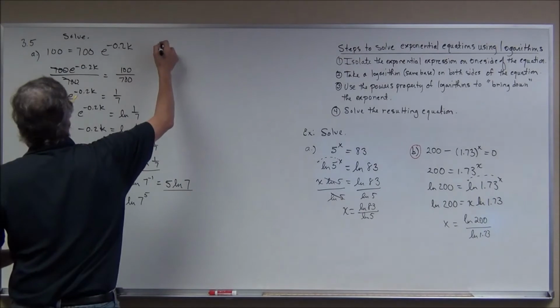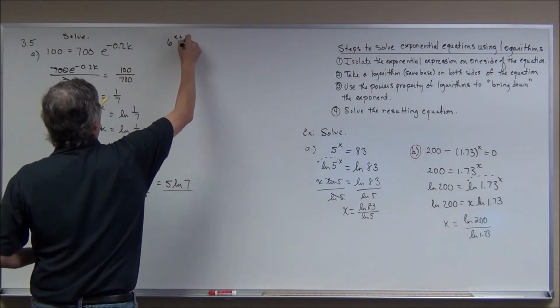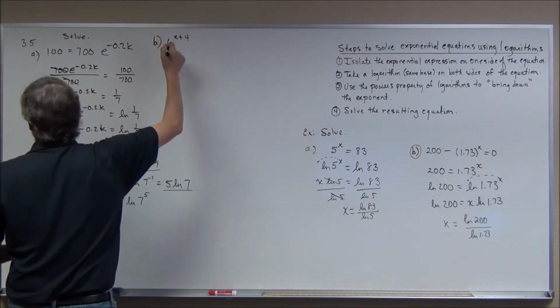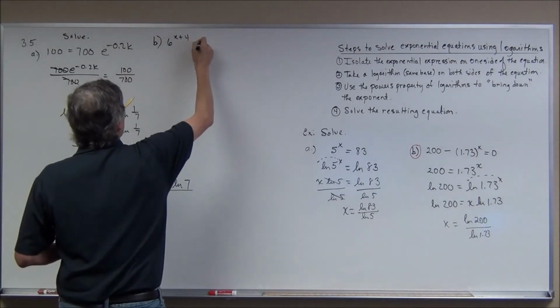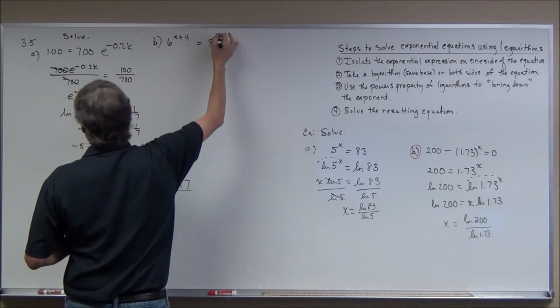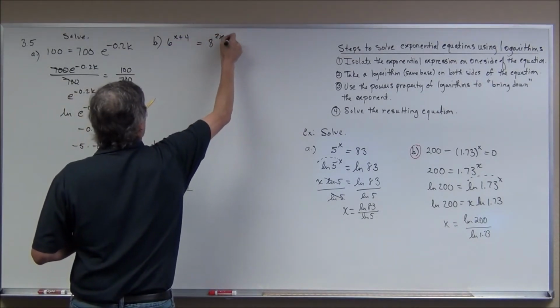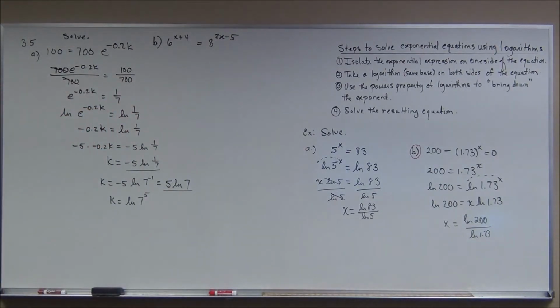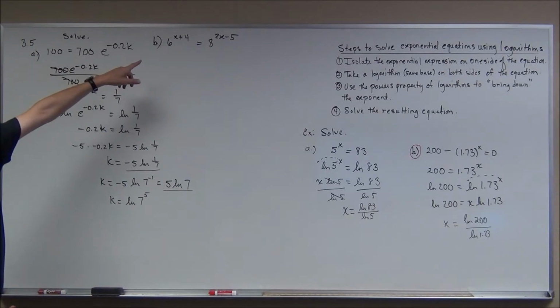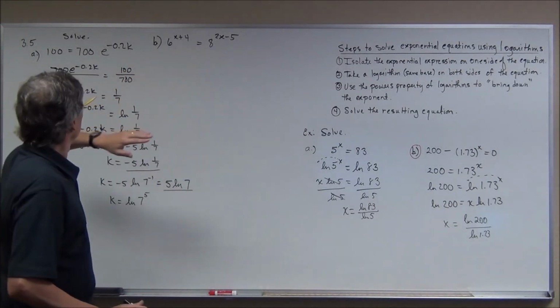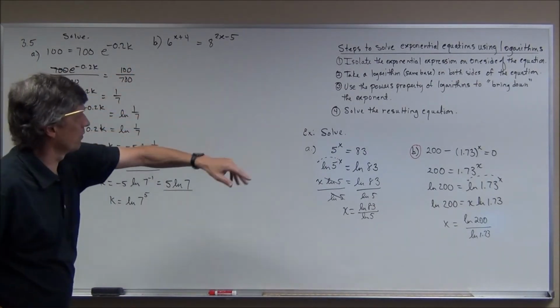I'm going to work out 6 to the x plus 4 power, call this part B, is equal to 8 to the 2x minus 5 power. Hope I left myself enough space. Maybe I can squeeze it in here. I'm going to see that I cannot match the bases. Wasn't able to do that back there as well, or over there as well.